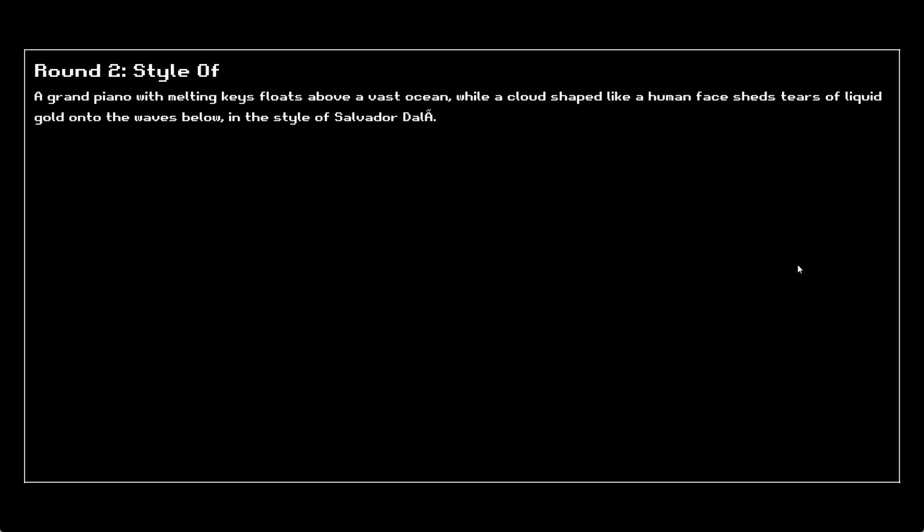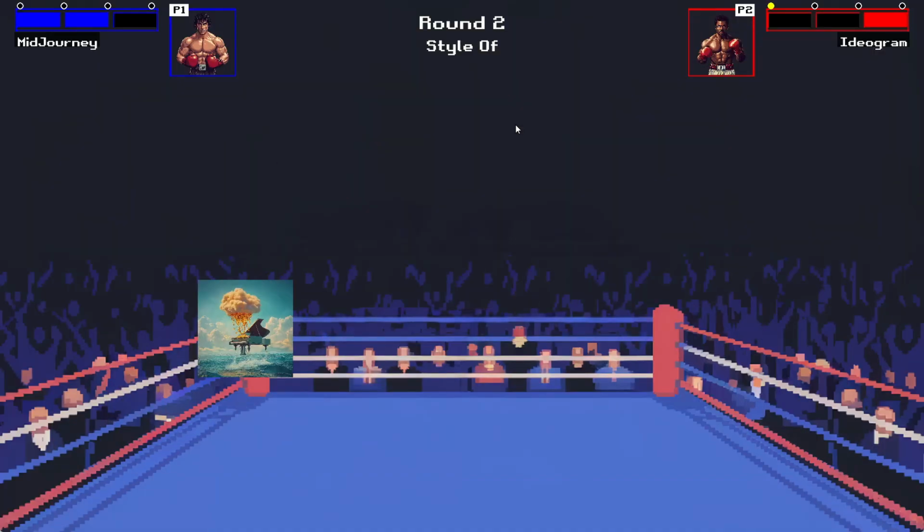All right, the next prompt is a grand piano with melting keys floats above a vast ocean while clouds shaped like a human face shed tears of liquid gold onto the waves below, in the style of Salvador Dali. So it looks like it doesn't like that eye, that weird eye, so it did something else. Anyway, Salvador Dali. So let's take a look.